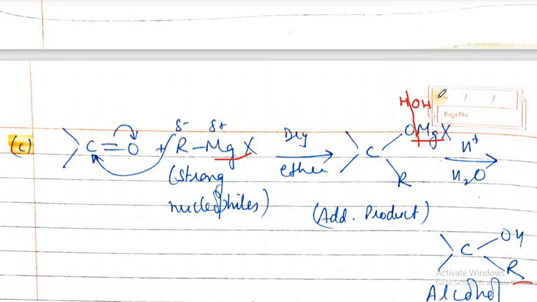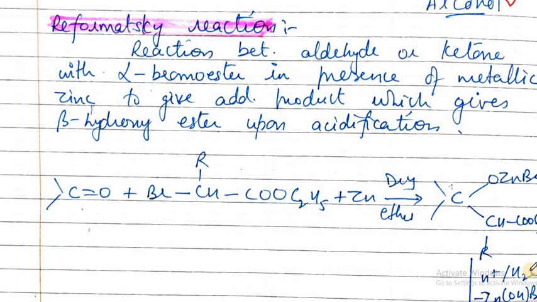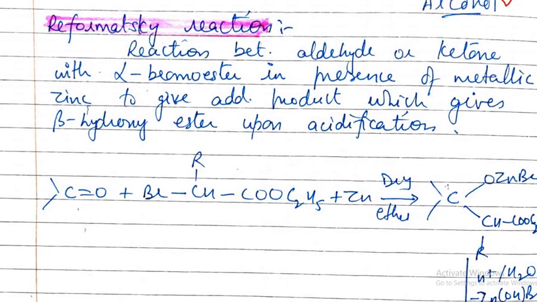Then the hydrolysis takes place in which OH is released, so we get an alcohol. This we have already done: formaldehyde gives primary alcohol, other aldehydes give secondary alcohols, ketones give tertiary alcohols. And in this we have done one reaction, that is the Reformatsky reaction.